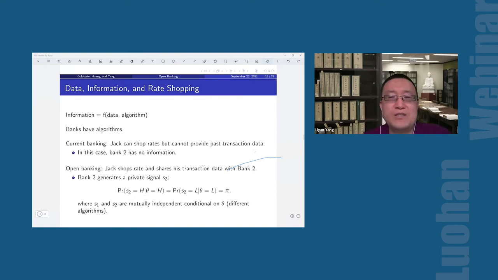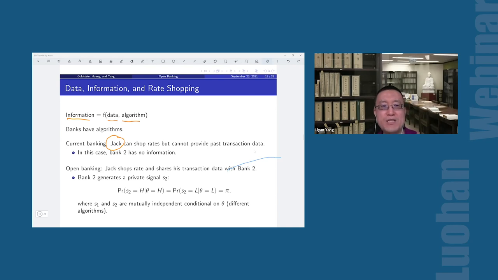Okay, and I highlight, in our model, we try to differentiate our model from Jing's paper. We assume here information is not equal to data. Information comes from data and algorithm. The banks have the algorithm. The consumers, all the current banks have data. The consumers, even if they see the data, cannot generate information. As a result, in our model, those borrowers always shop rates. If they have the data, they always go to another bank and say, this is my data, generate a signal, just give me a quote. If your quote is lower, I'm going to use your quote. This is kind of the idea.